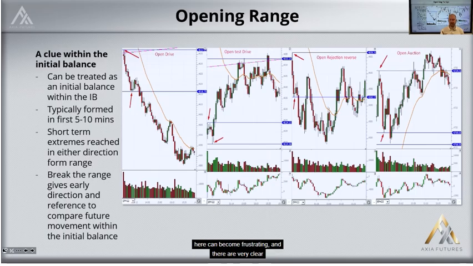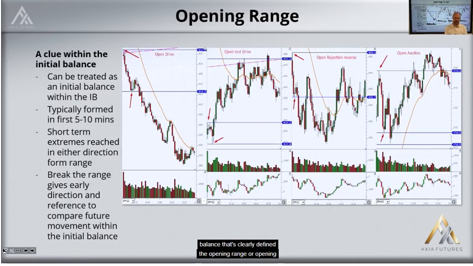It can become frustrating, and there are very clear opportunities within an initial balance that you can take advantage of. And so by looking at things from the perspective of an opening range, this enables you to then draw conclusions within the initial balance and play for one of the four initial balance types. The difficult part of an open range is that there is no clear definition. Whereas with an initial balance, you can say, right, the first two TPOs, the first two letters of the day, there's your initial balance, that's clearly defined.